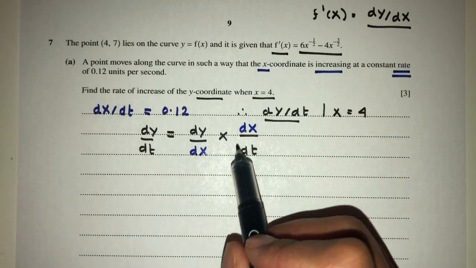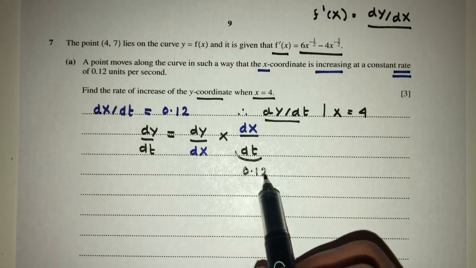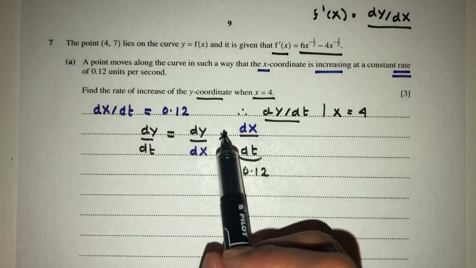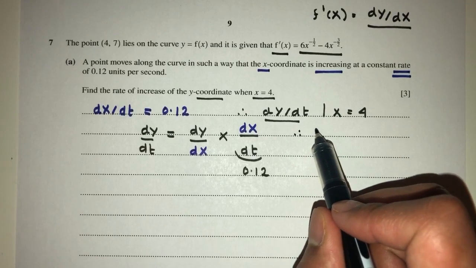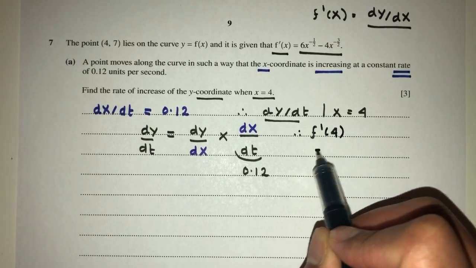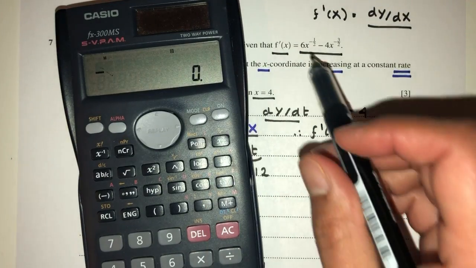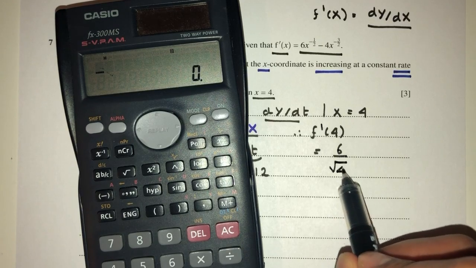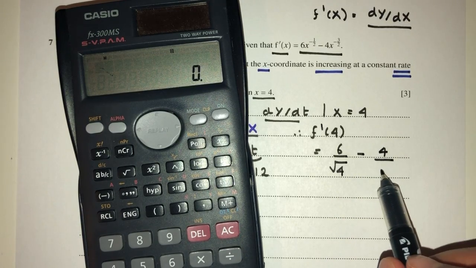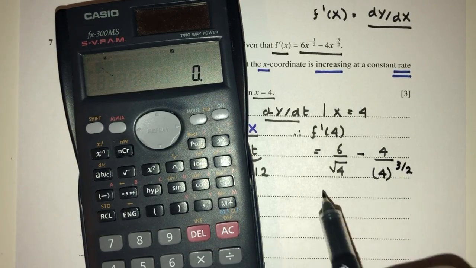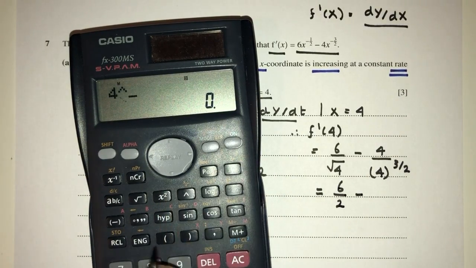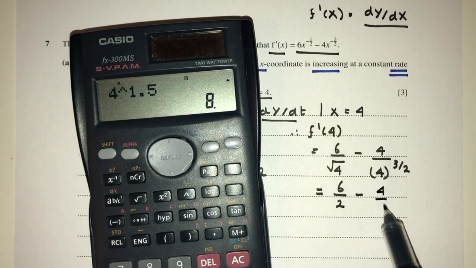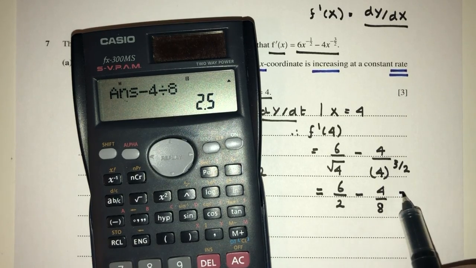We know that dx by dt is given to you as 0.12, and dy by dx is given to you by what value? By this, dy by dx. So let's find the values. dy by dx at the value of 4, so we have to find f prime of 4. That will be 6 divided by the root of 4, minus 4 over 4 to the power 3 over 2. Something like this, right? So let's do that. That will be 6 divided by 2 minus 4 divided by 8. This is power 1.5, right? That will be 2.5.